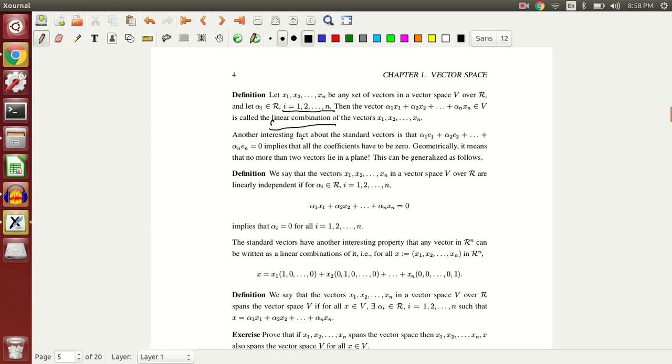Another interesting fact about the standard vectors is you can write E1, E2, and so on. These are standard vectors, right? It's indicated here. You can multiply each one of these.